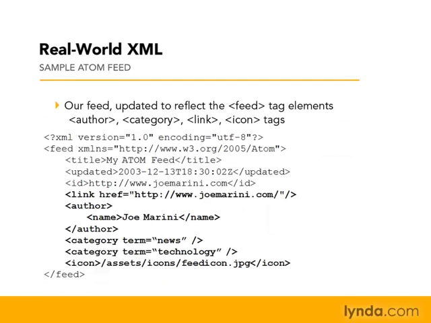Okay, so now let's go back and take a look at the feed source. We've updated it now to reflect the feed tag elements, author, category, link, and icon. And you can see I've put them in bold there. Okay, so that's a brief introduction to the Atom format. What we're going to do now in the next section is move on to adding entries to our Atom feed, and we'll see a complete example at the end of that section.